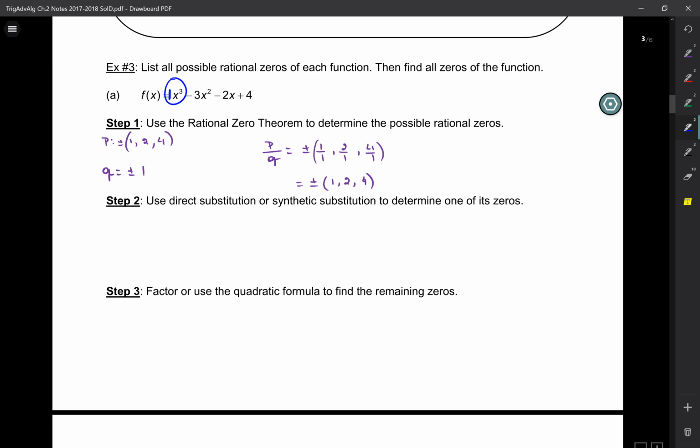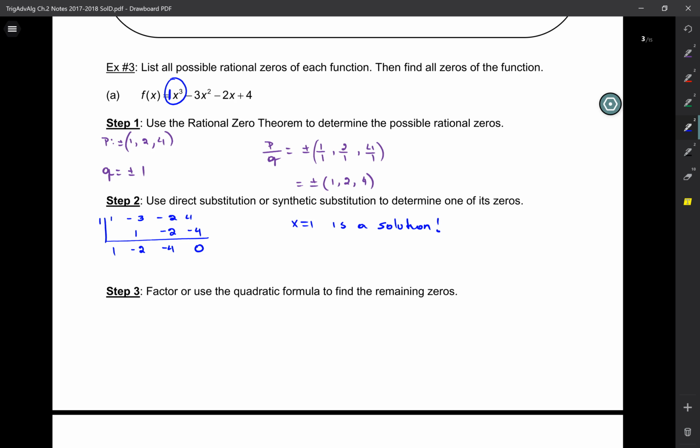So I'm going to take the first one, which is 1, and do synthetic substitution on it. What are going to be the coefficients here? 1, -3, -2, 4. So 1 comes down. You multiply, you get 1. You add, you get -2. Multiply, -4. What did that give us? 0. Fantastic. You stop when you get a 0, because what does that mean? x equals 1 is a solution.